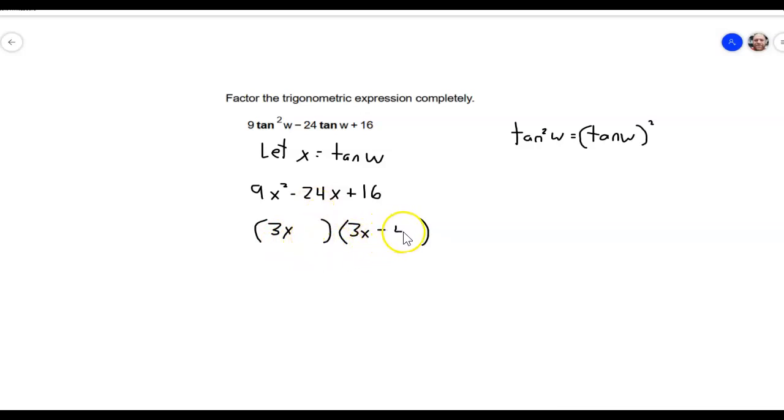So minus 4, minus 4. And so now once I get it in the correct factoring, I can just resubstitute back. So now that's going to be 3 tan w minus 4 times 3 tan of w minus 4.